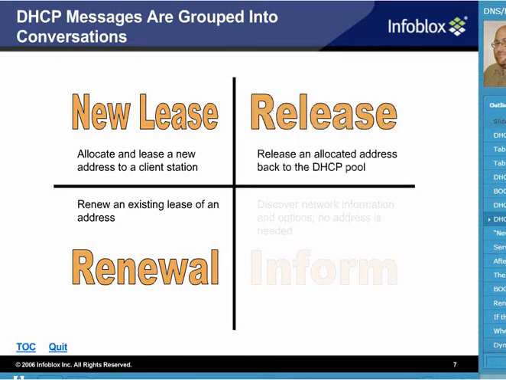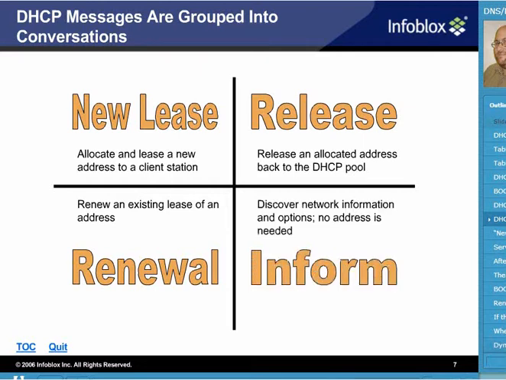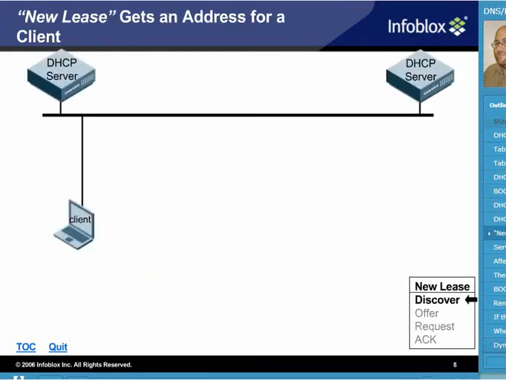Occasionally, a client knows it no longer needs its IP address and can use the third conversation type, release, to give the address back to the server's available address pool. The fourth conversation type is inform. It is used by a DHCP client that already has an IP address but needs to obtain additional information that may not have been asked for during the new lease or renew. In the next few slides, we will look into the details of how each conversation works.